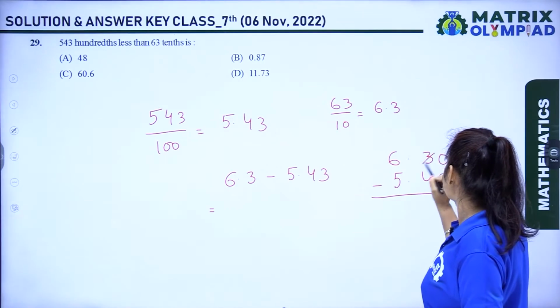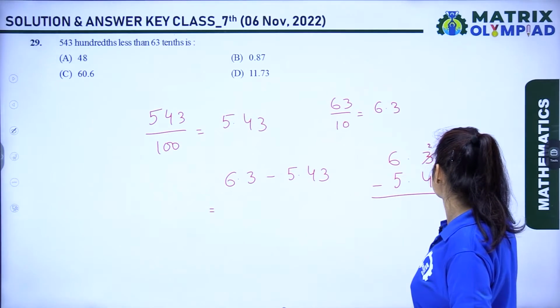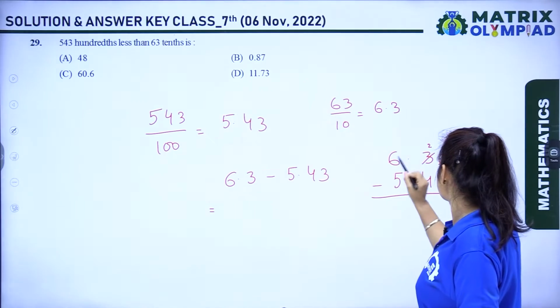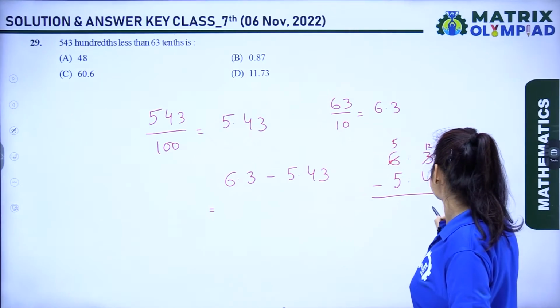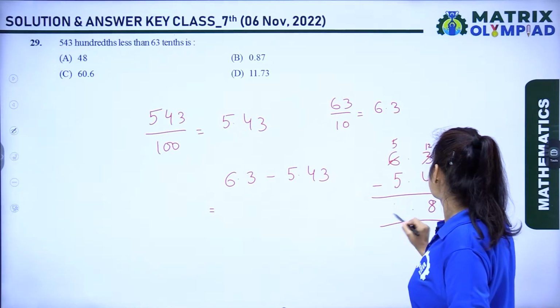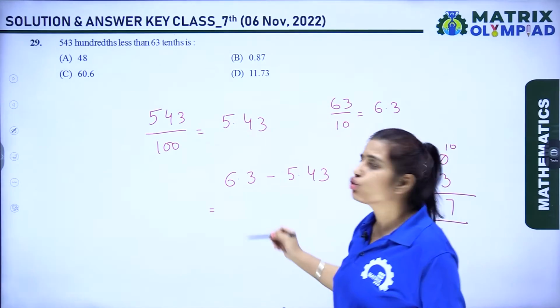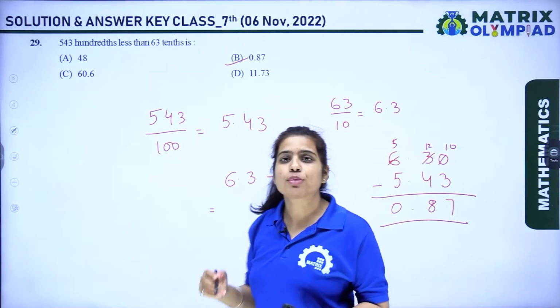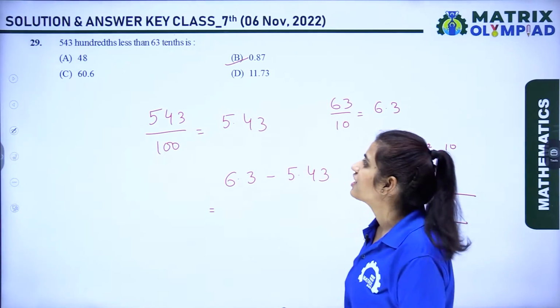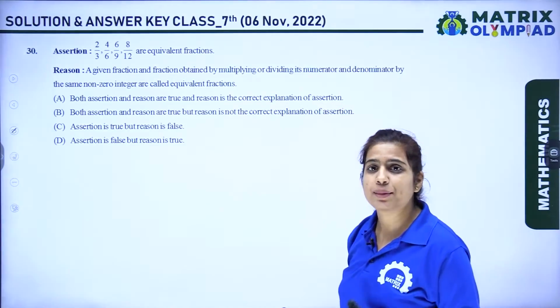After subtraction, we get 0.87. So according to the options, we can say option B is the correct answer. Now let's solve question number 30.